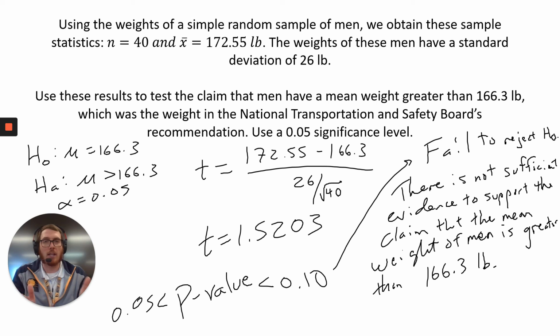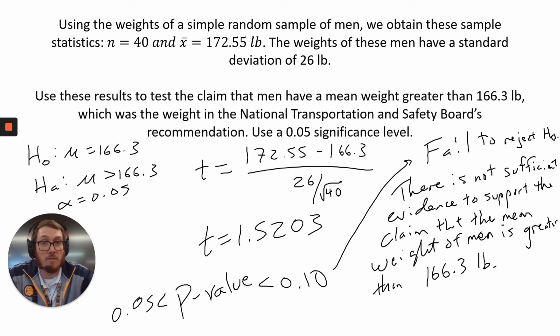If I use the table, I would have to go to degrees of freedom of 39, and I'll find my p-value range. This test statistic is between 0.5 and 0.1 for the p-value, or area of one tail. It's area of one tail because it's a greater than. Because this is at least 0.05, that means the p-value is higher than the alpha level. And if that is the case, I fail to reject the null, and then there is not sufficient evidence to support the claim that the mean weight of men is greater than 166.3.